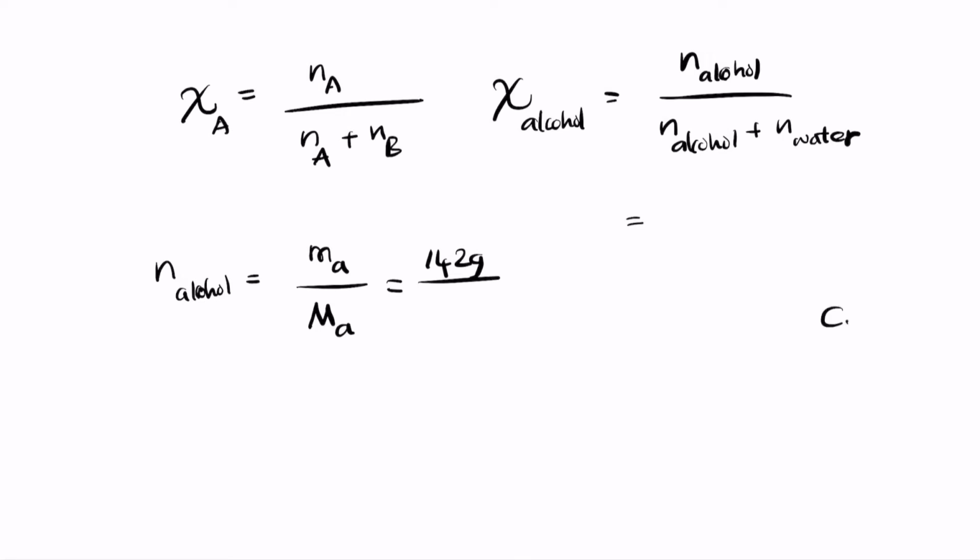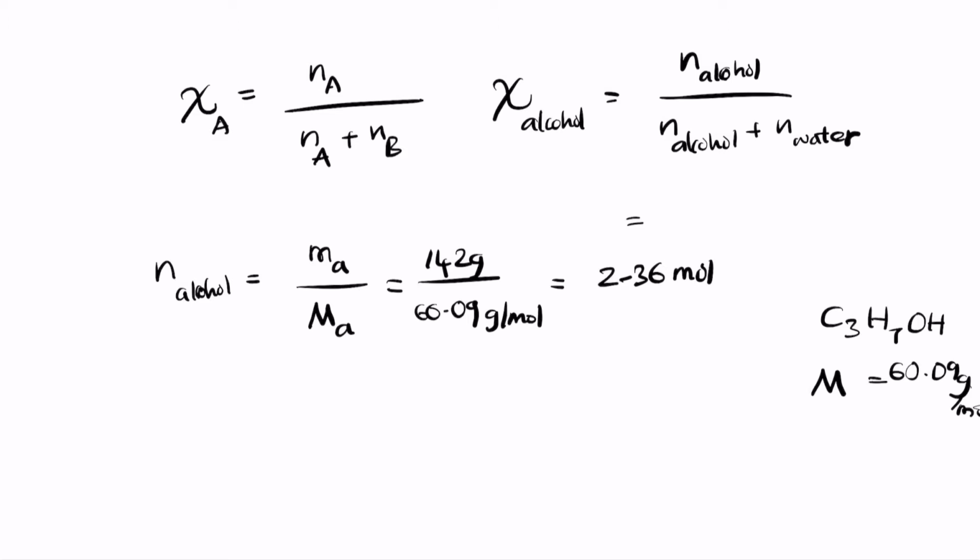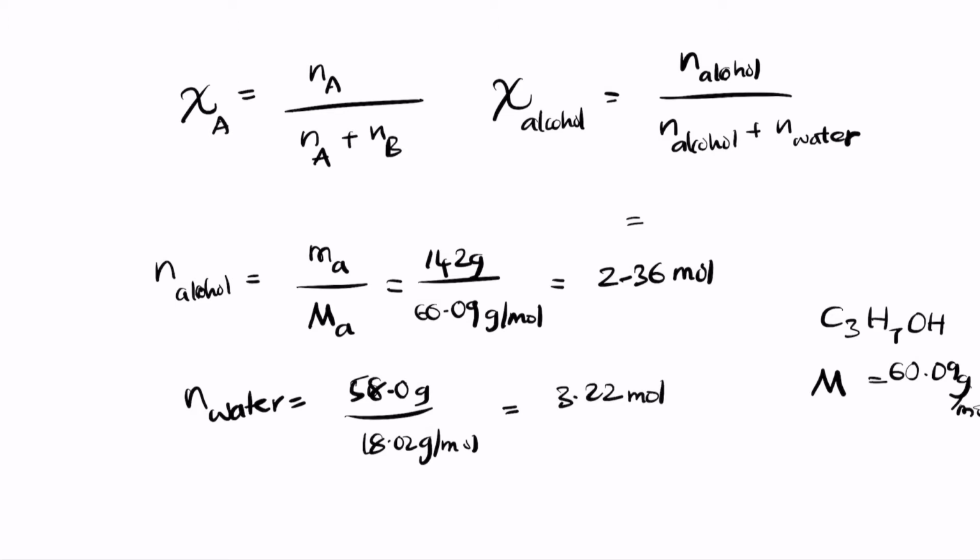The isopropyl alcohol given here is C3H7OH. So when you calculate the molar mass, that value will be equal to 60.09 grams per mole. So when you divide, the number of moles of alcohol will be equal to 2.36 mole. Now the number of moles of water will be 58 grams of water divided by the molar mass of water, which is 18.02 grams per mole. So when you divide, you will get a value of 3.22 mole of H2O.